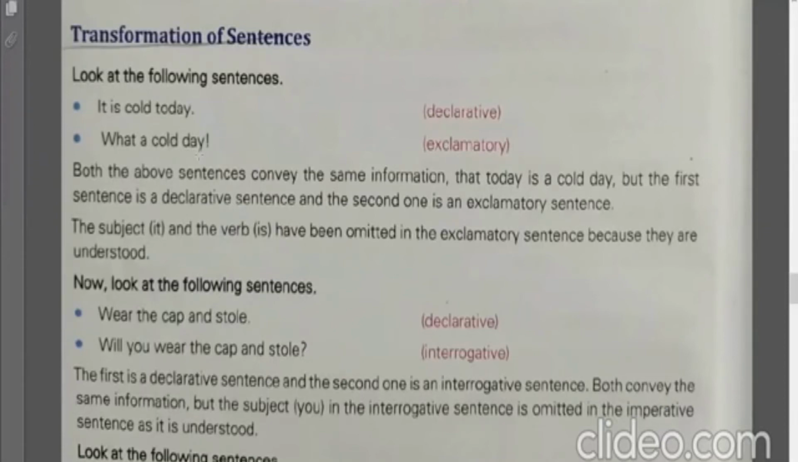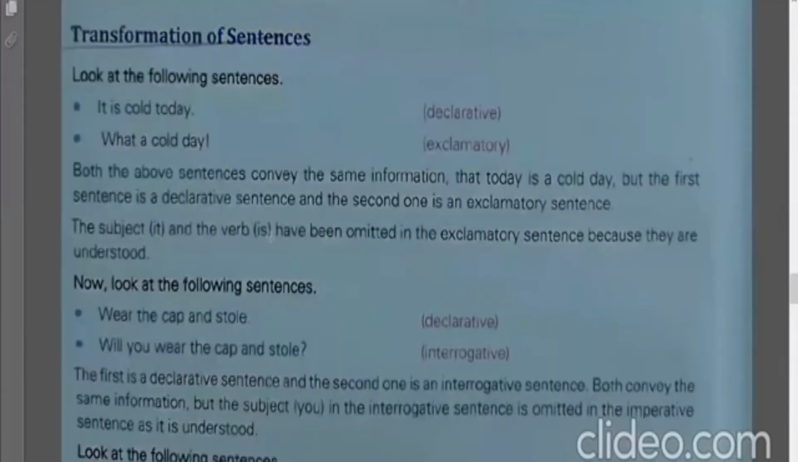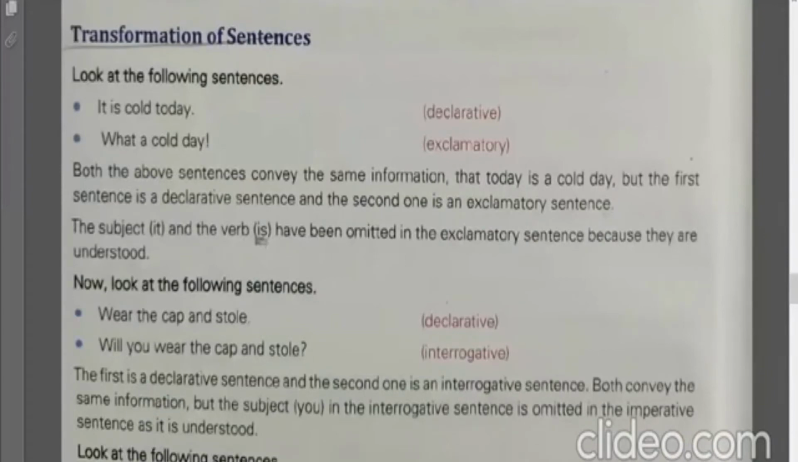An exclamation mark. Now, one thing we need to remember here is that even if we are changing the sentence into another form, the meaning should remain the same. Here, both the sentences have the same meaning. And in the exclamatory sentence, we have not used "it" or any verb because they are understood.